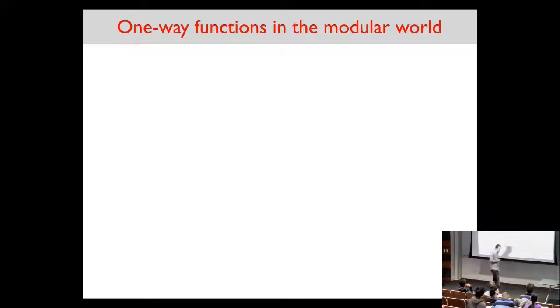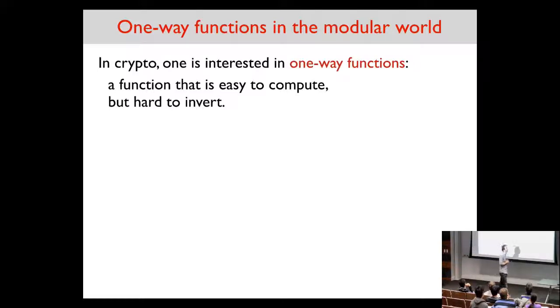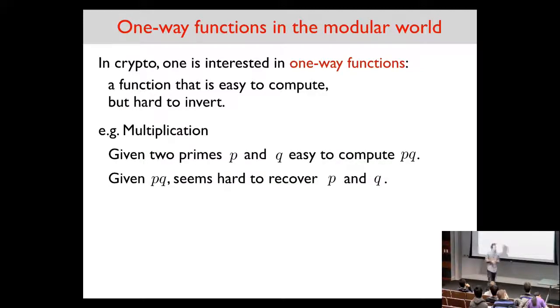Now, one reason that we like to work in the modular world in the context of cryptography is because some very natural functions in the modular world turn out to be one-way functions. So what does that mean? A one-way function is basically, at an intuitive level, a function that is computationally easy to compute, but computationally hard to invert.